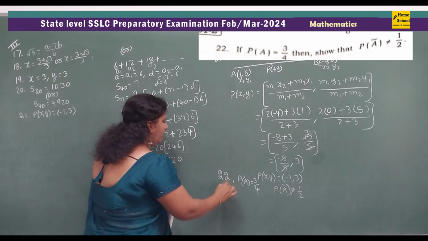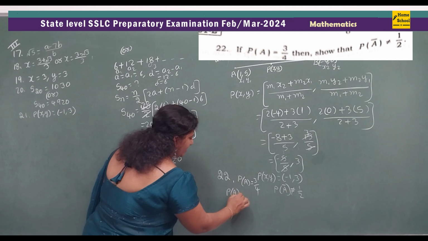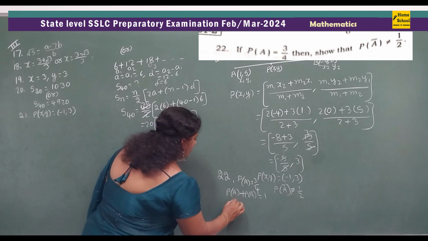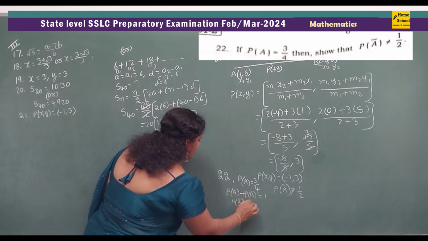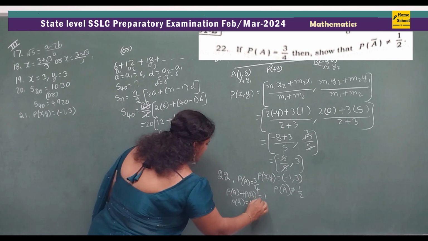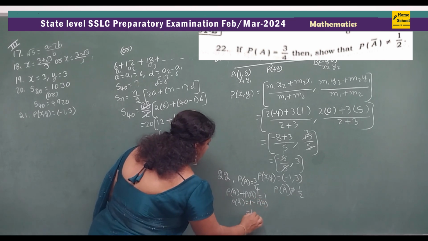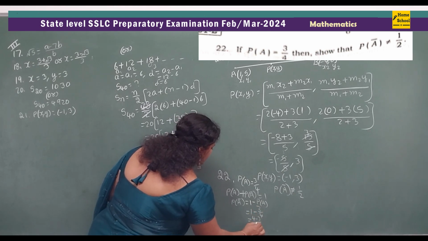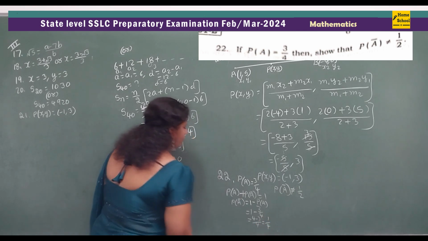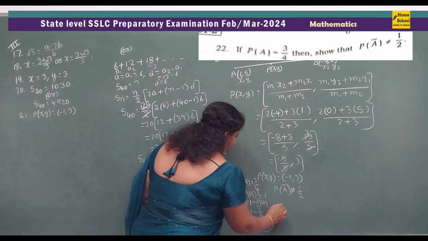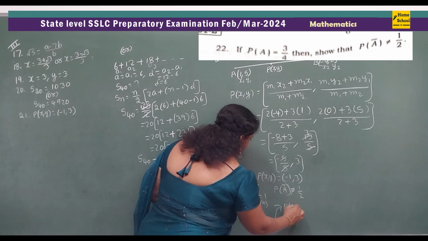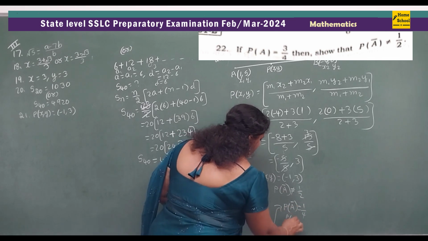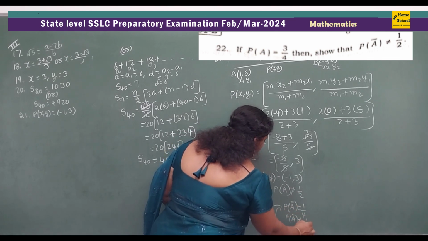So let me go with the relation. What is that? P of A plus P of A bar is equal to 1. P of A bar is equal to 1 minus P of A. The value of P of A is 3 by 4. Do LCM, 4 minus 3 by 4, that will be 1 by 4. So finally, P of A bar is equal to 1 by 4, and it is not equal to 1 by 2.